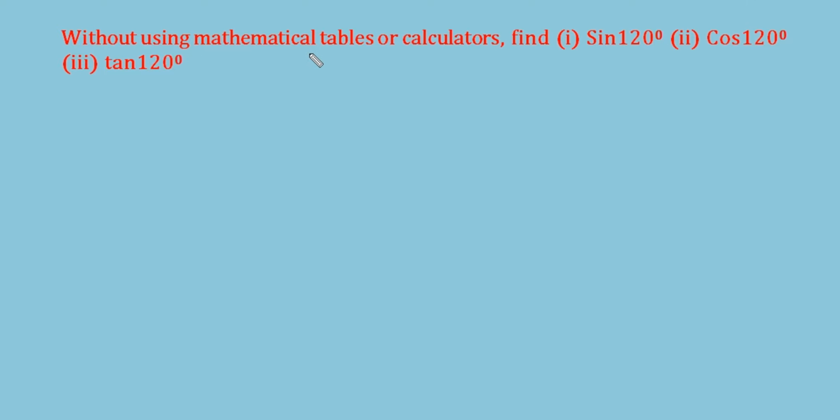Without using mathematical tables or calculators, find (1) sine of 120 degrees, (2) cos of 120 degrees, (3) tan of 120 degrees. Now we can make use of a unit circle.